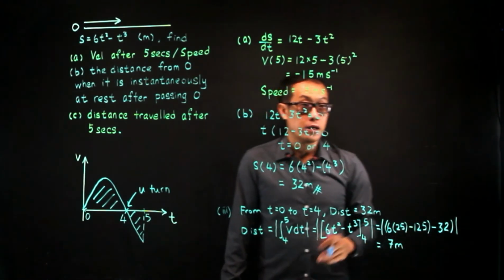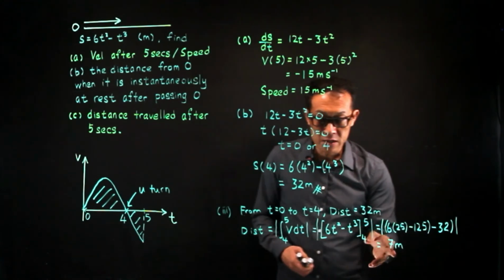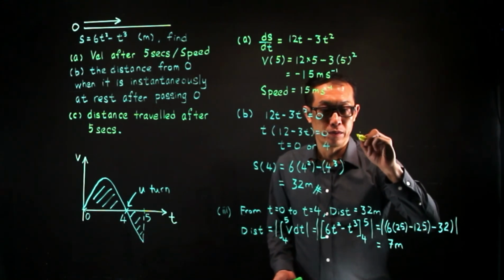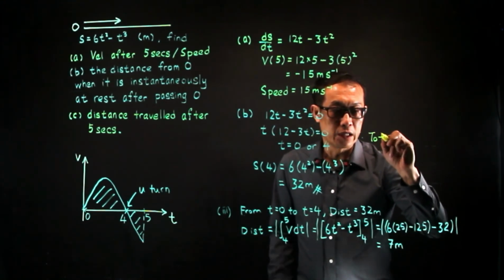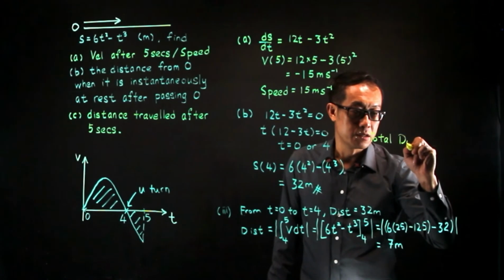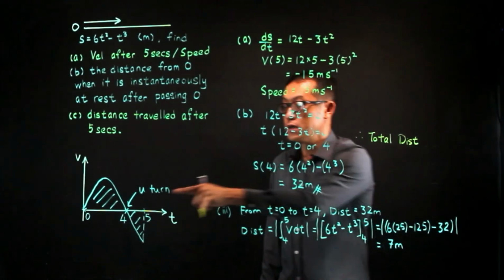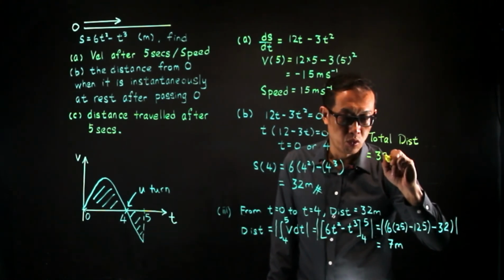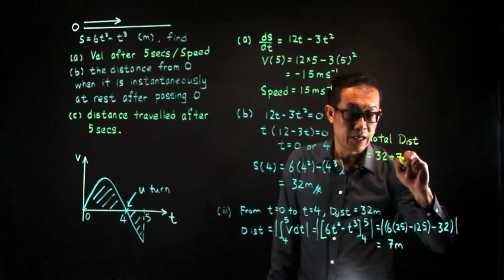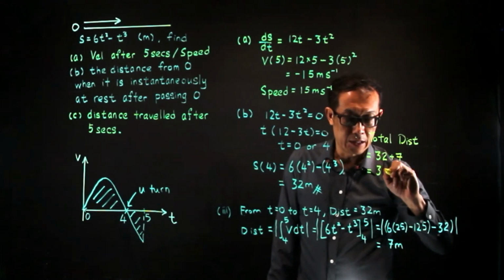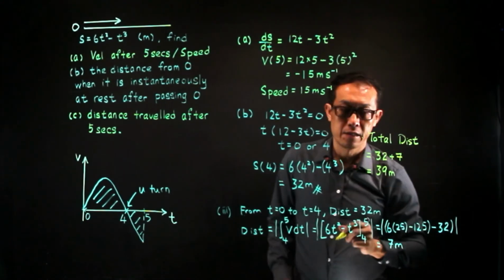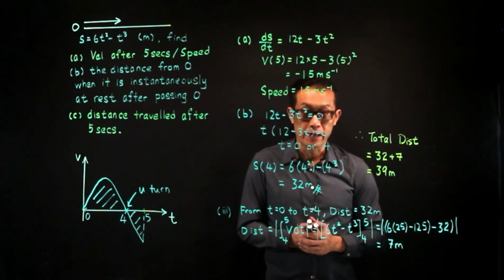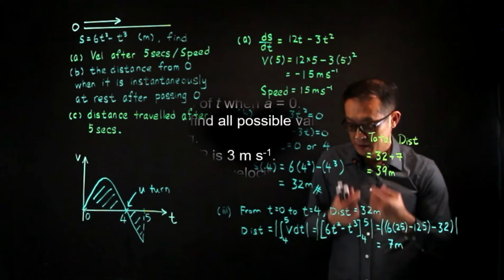Now, therefore, the total distance covered from 0 to the 5th second will be equals to 32 plus 7, and then you get 39 meters. For that, we have come to the end of this question.